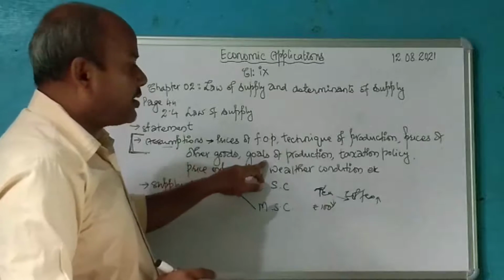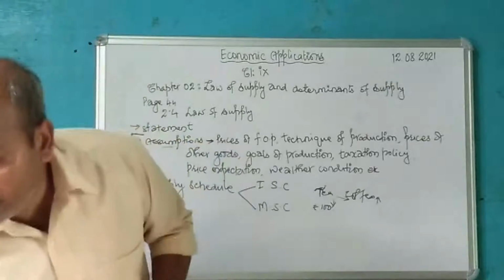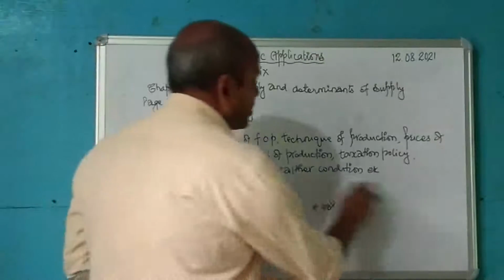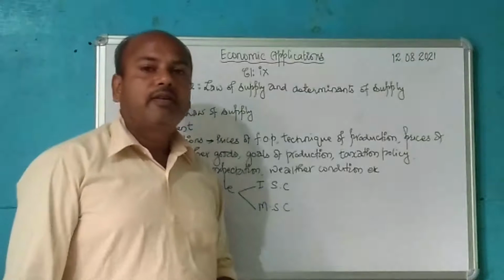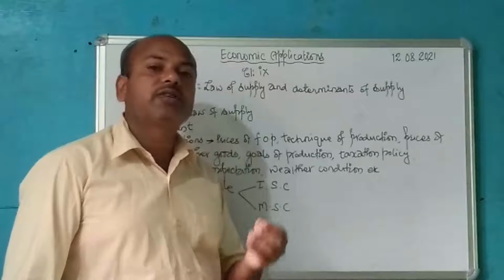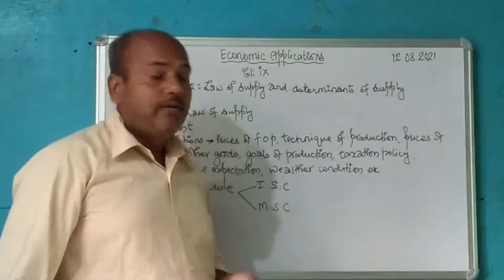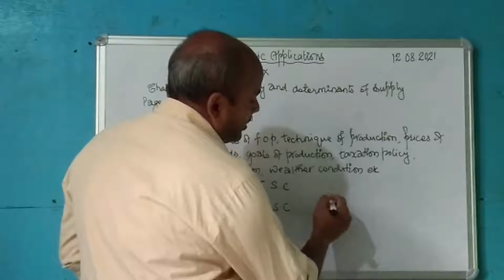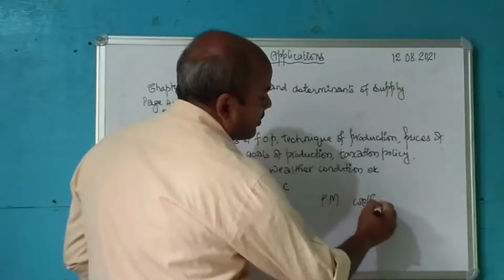Next, we have goals of producer. What is the goal of the producer? Does the producer want to earn maximum profit, or is he doing a service, like the government produces? The government does not produce in order to earn more and more profit. The government produces with an objective to serve the society. Whether profit maximization is the goal or welfare is the goal.